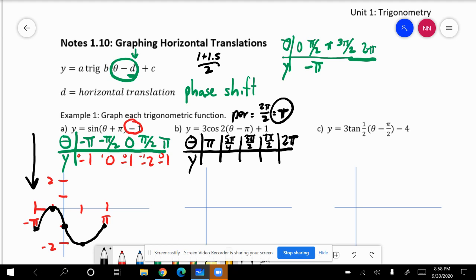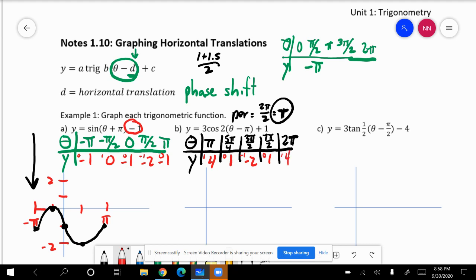Now what I'm going to do is fill in my y values. Notice that we're multiplying by 3 and we're adding 1. So my normal cosine values would be 1, 0, negative 1, 0, and 1. So when I plug it in, 1 times 3 is 3, plus 1 is 4. 0 times 3 is 0, plus 1 is 1. Negative 1 times 3 is negative 3, plus 1 is negative 2. Then we have 1 and back to 4.